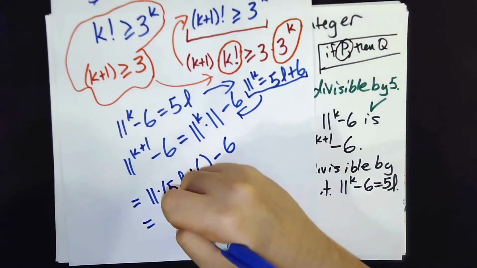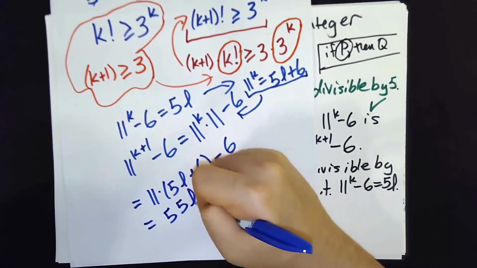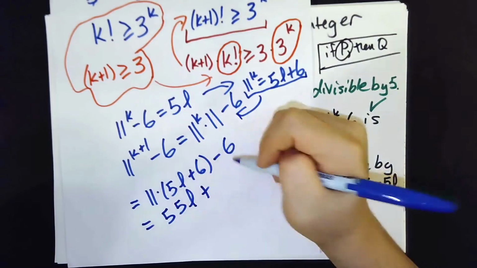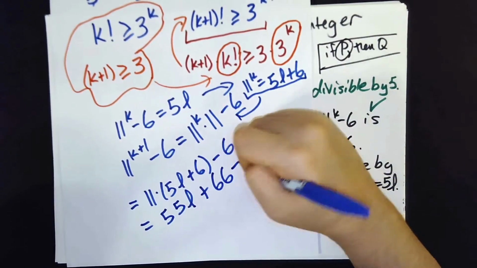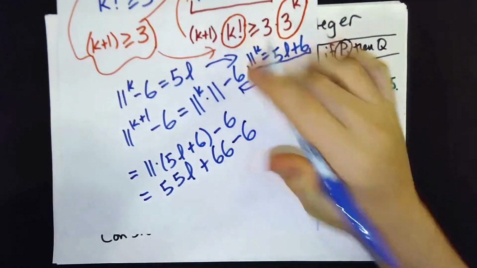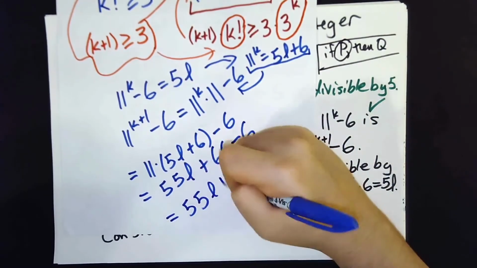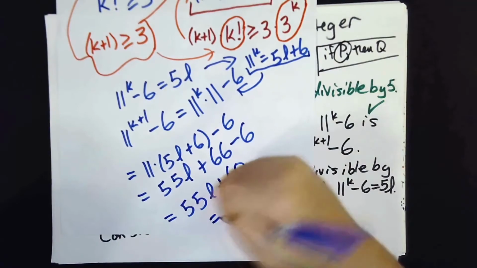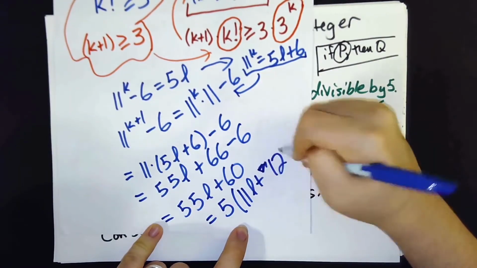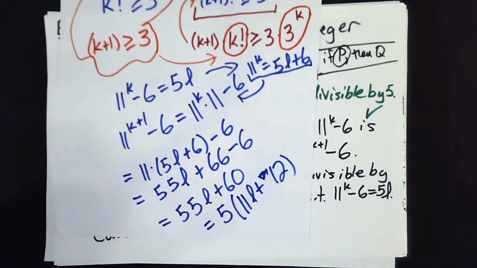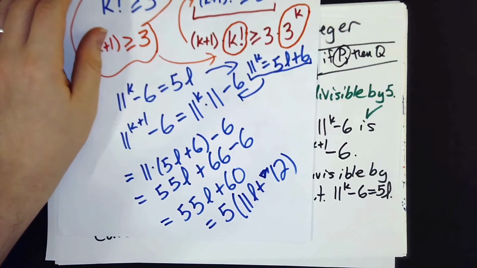which is then going to be 55L plus 66 minus 6, which will be 55L plus 60. And now that is divisible by 5. Again, it helps to work through this before you try to write up how to work through this.